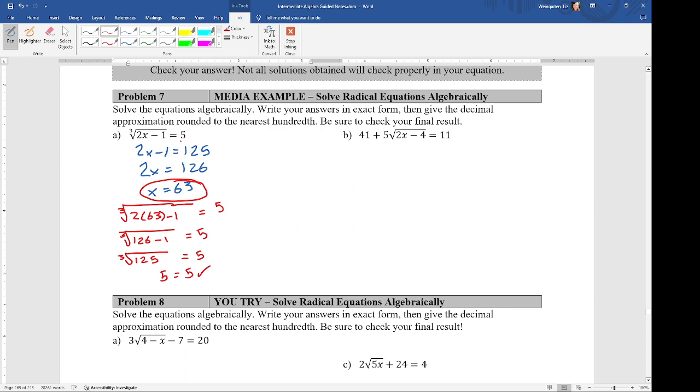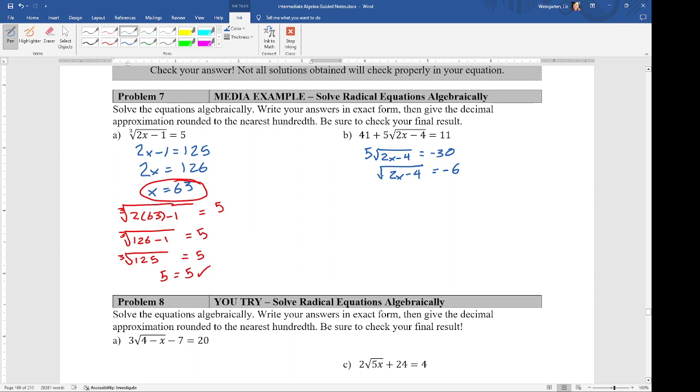Now let's take a look at letter B. Again, we want to isolate our radical, so I'm going to start by subtracting 41 from both sides. Divide both sides by 5. Now you could stop right here and say, I know that the output of a square root function can never be negative, so there's no solution. I will guarantee you, you will probably forget this during a test or a quiz. So I'm going to continue on.